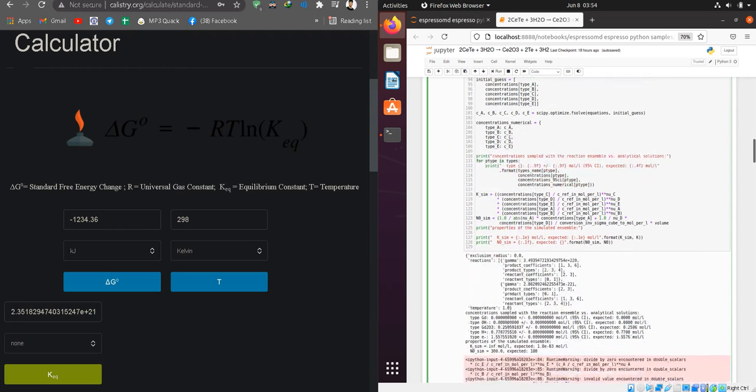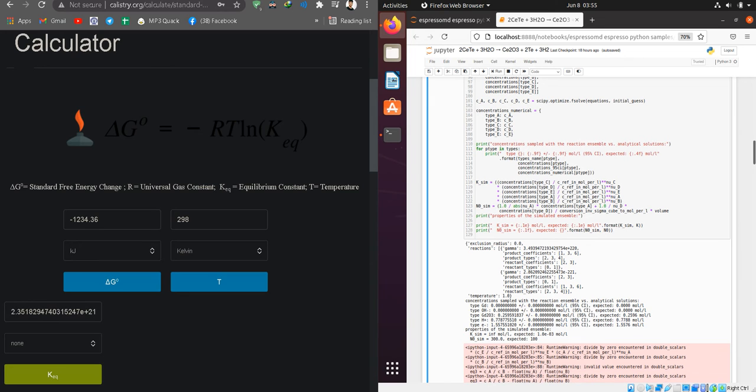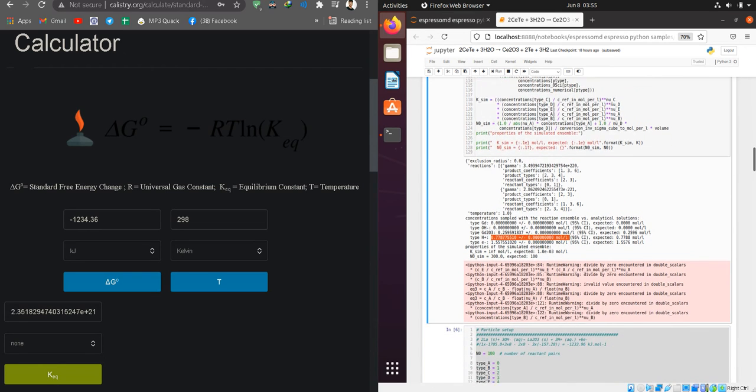Then after running it, it will give out the concentration using the simulation and the expected one. Since the K value, the equilibrium constant, is too high, it is matching the analytical concentration. For smaller K values, it will solely depend on Monte Carlo interactions. My target was to get the H plus ion concentration in this closed system.